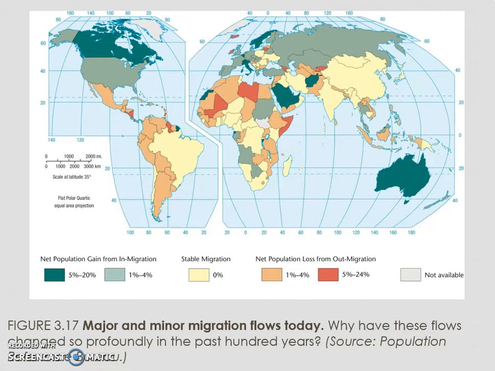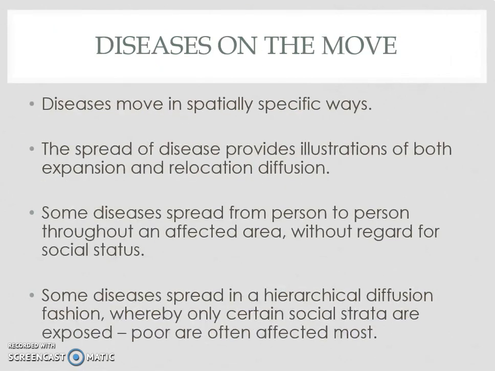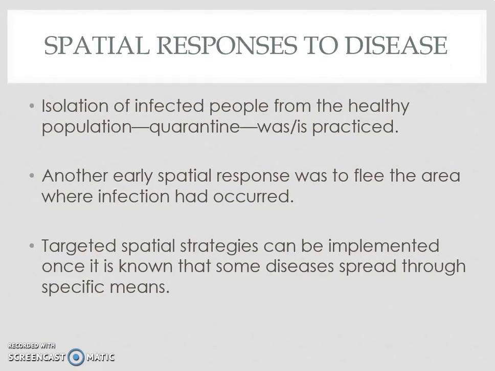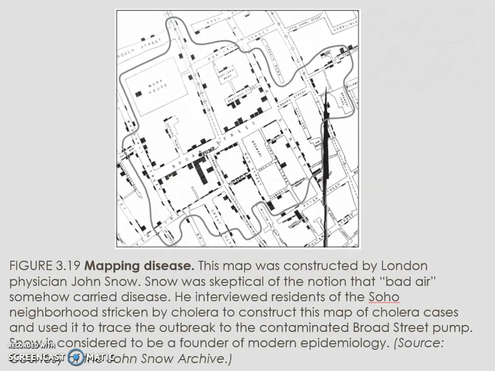So different types of aspects in terms of migration flows. In the 105 class, we talked about the 3 primary migration flows, which tend to be from East Asia or Asia to Europe, and then Asia to the United States, and then Middle America, including South America, to the United States or to North America. Okay. Disease on the move, we definitely want to pay attention to spreading. Spatial responses to disease. Mapping disease.